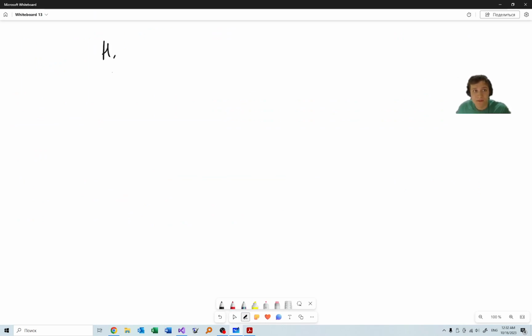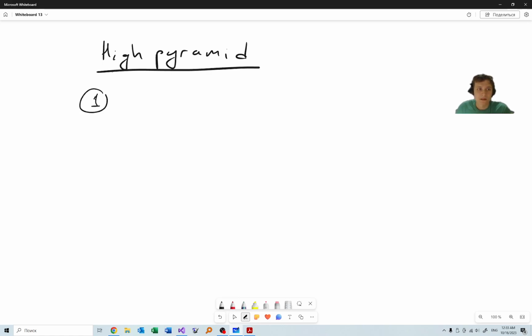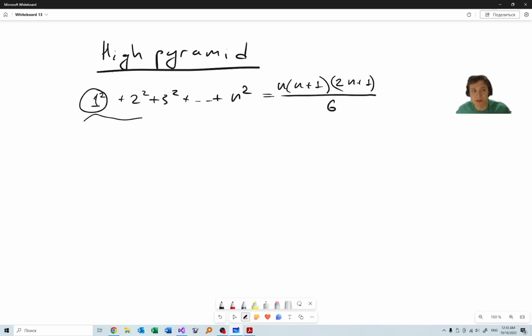So, high pyramid. What is it? Actually, it is 1 squared, then 2 squared, then 3 squared, plus etc. plus n squared. This is the volume of this pyramid, so the number of cubic blocks. This formula is known, I would say. So it is n times (n plus 1) times (2n plus 1) over 6. So this is the basic formula which I will be using later. So this is easy. What about low pyramid?